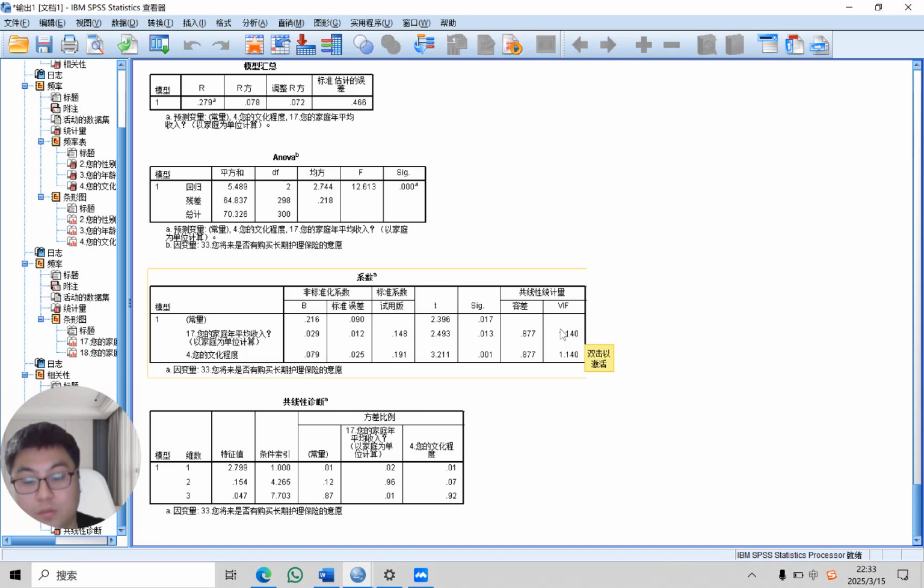From here, we can say that the VIF values are around 1, indicating that there is no collinearity issue. That is all the content of my assignment 3.